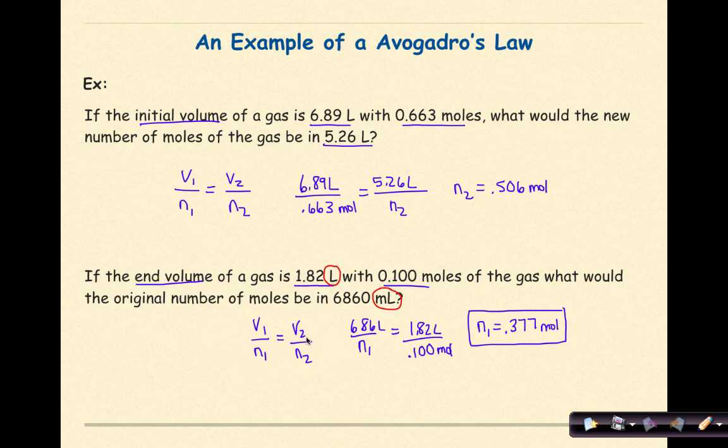Like the previous gas formula, this is a direct relationship. As the number of moles increase, the volume should increase. So if we look here, my end volume is 1.82. My original volume is 6.86 liters. So if I'm working backwards here, my moles of gas should be larger. And I see that by looking at my answer, my number of moles of gas is 0.377 moles. That is much larger than my final mole of gas, which is 0.100 moles. And this is a brief example of Avogadro's law.